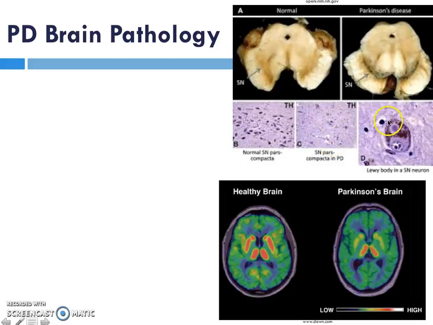And here we can actually see a very zoomed in version, okay? And this is a Lewy body. So this is actually a collection of alpha-synuclein that's kind of plaqued together, all right?